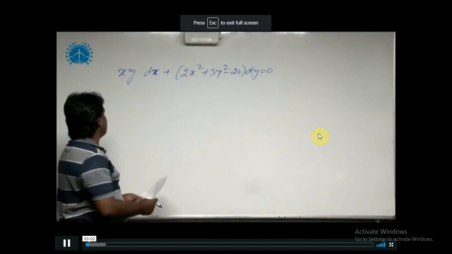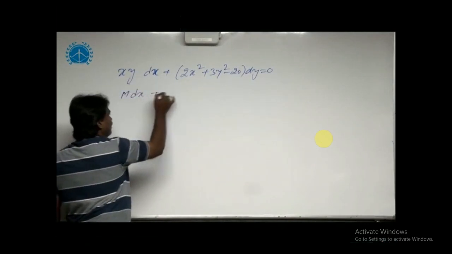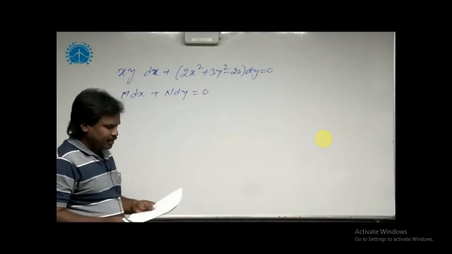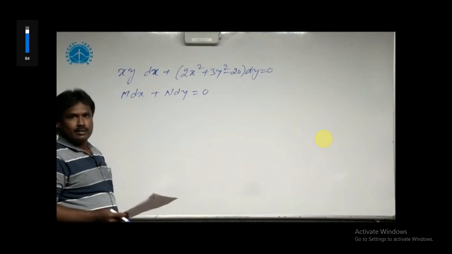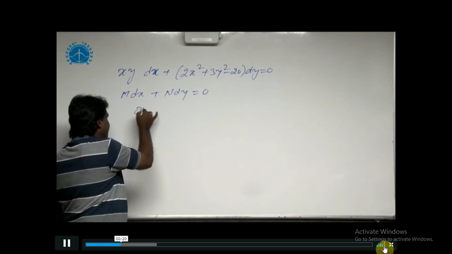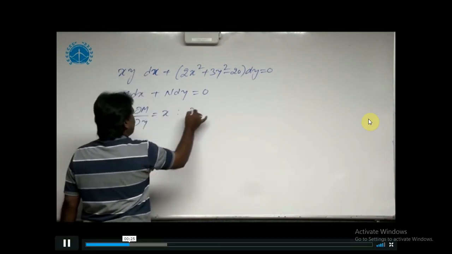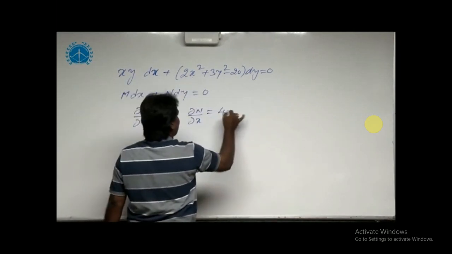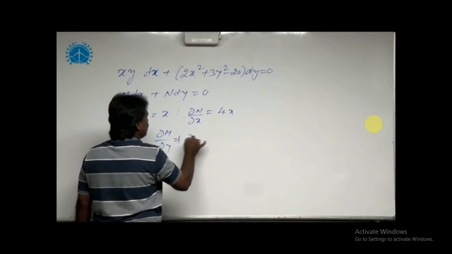The question is in the form of M dx plus N dy is equal to 0. To find an integrating factor, we have different methods of integrating factors, depending on the conditions of M and N. So here, dou M by dou y is x and dou N by dou x is equal to 4x. So dou M by dou y is not equal to dou N by dou x.